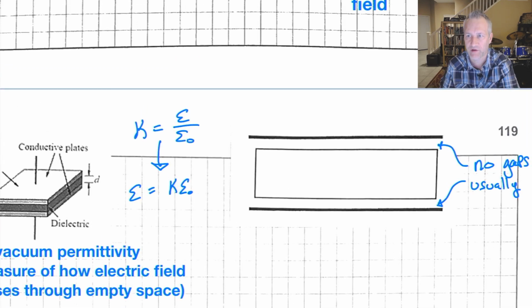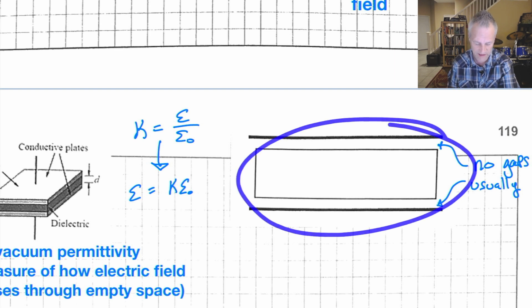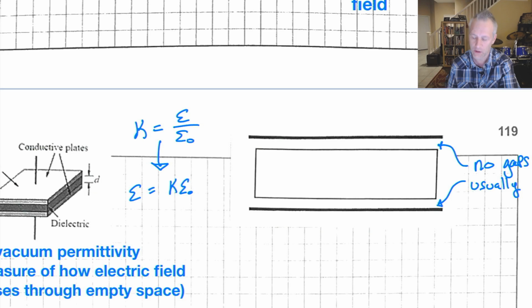Now I've got a picture of a capacitor over on the right. This is kind of like a side view of this one on the left. There's usually no gaps here at the top and the bottom. They're here just so we can distinguish between the metal slab that's in the middle and the plates.